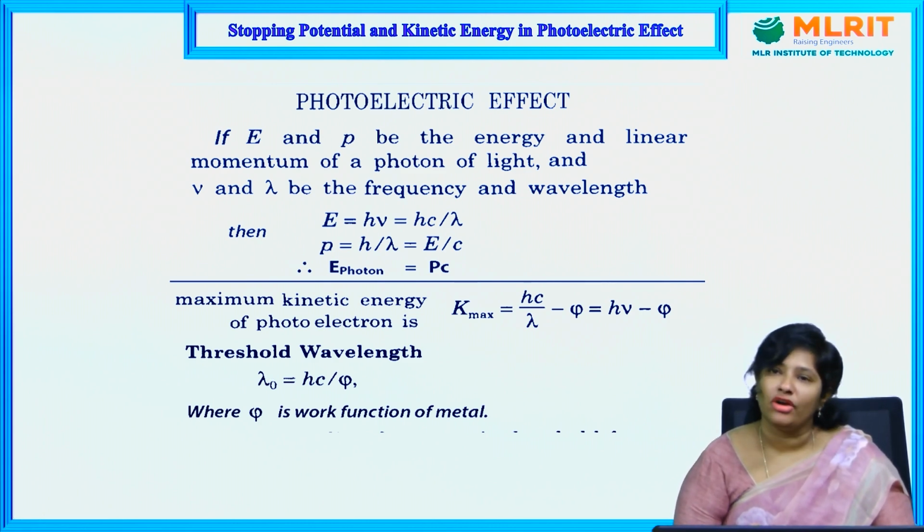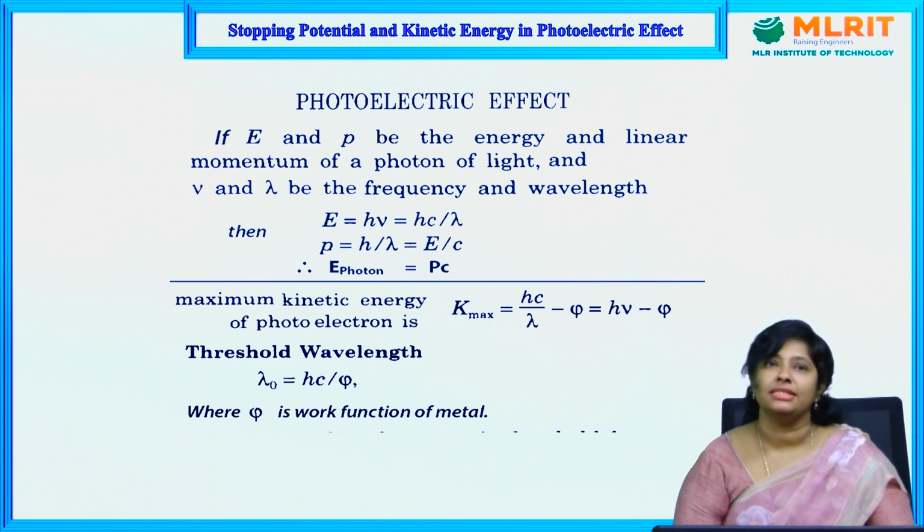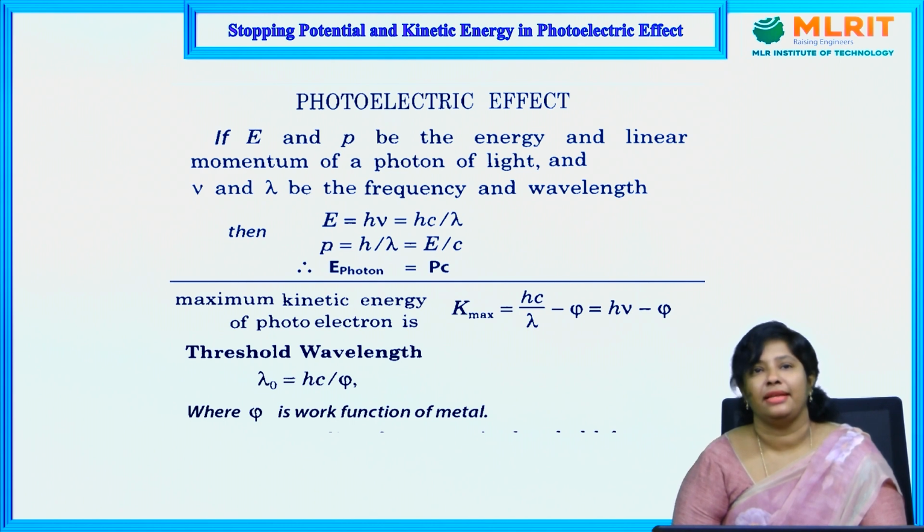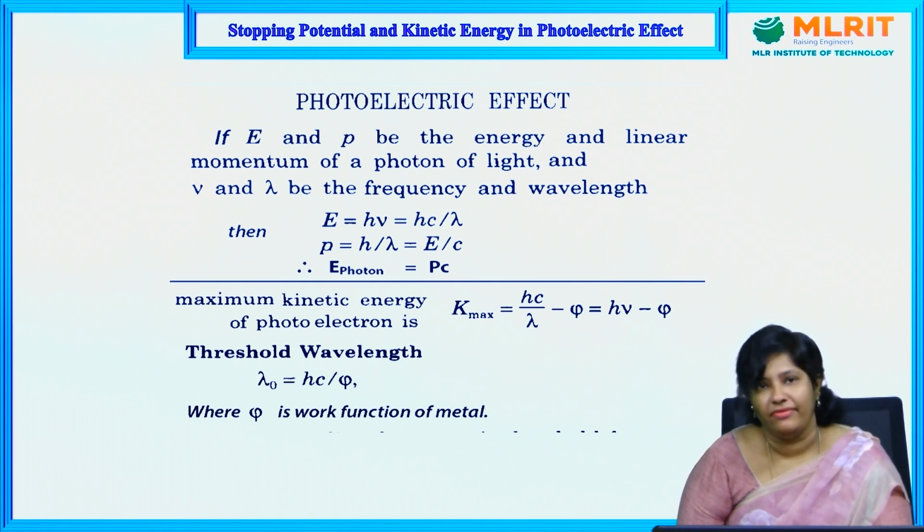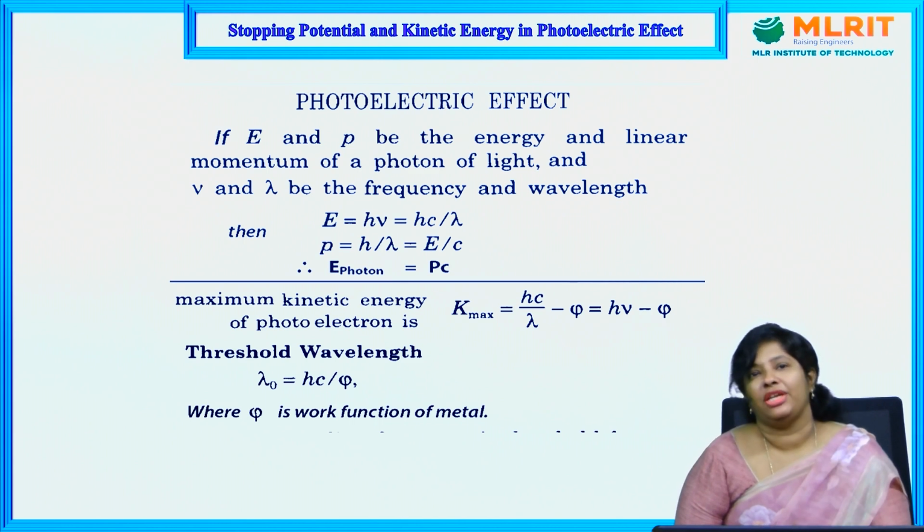Another way of calculating the kinetic energy is, if E and P are the energy and the momentum of a photon of the incident light, then nu and lambda are the frequency and wavelength. Upon simplification, we are going to get the maximum energy by considering E is equal to Pc, where P is the momentum and c is the velocity of the light.